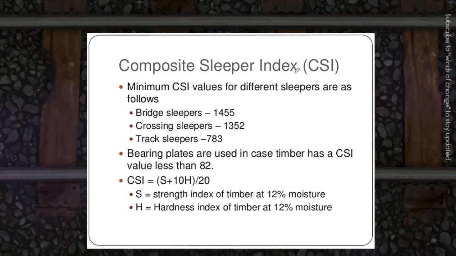Composite sleeper index, the minimum value is given by 1455 for bridge sleeper, crossing sleeper 1352 and track sleeper 783. Formula is (S plus 10H) upon 20, in which S stands for strength index of timber at 12% moisture and H stands for hardness index of timber at 12% moisture. So memorize it. What is composite sleeper index? It is very important. Okay.